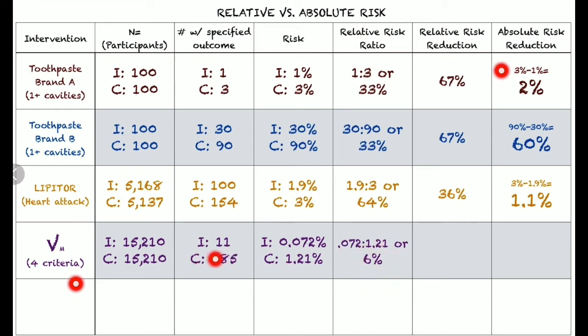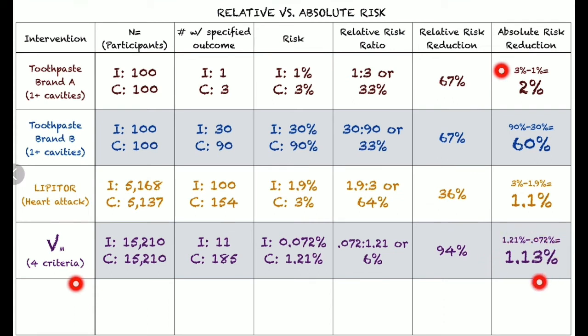So if you got the intervention, you had 6% of the same chance as someone who did not get the intervention of getting these 4 criteria met. So what that means in terms of the reduction, it's a 94% reduction in your risk by getting this intervention, correct? Now, let's take a look at the absolute risk reduction.